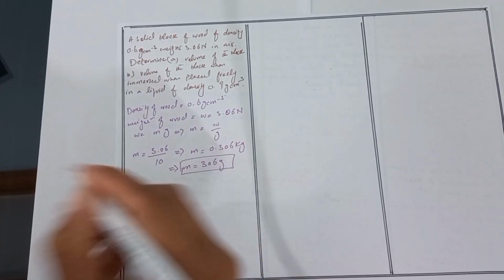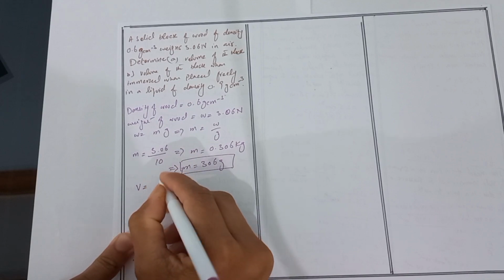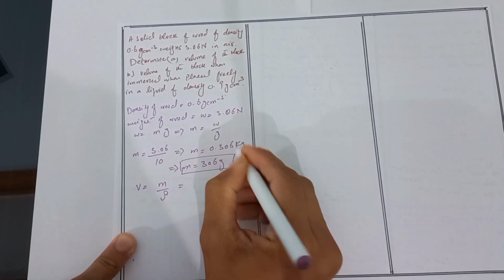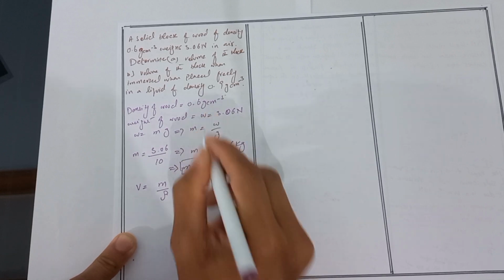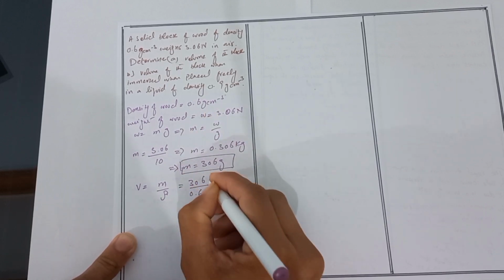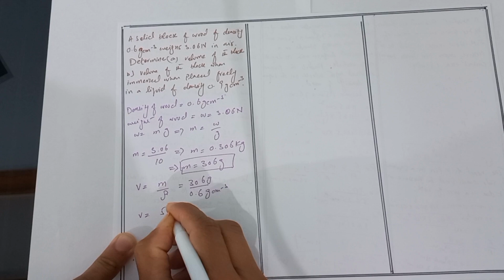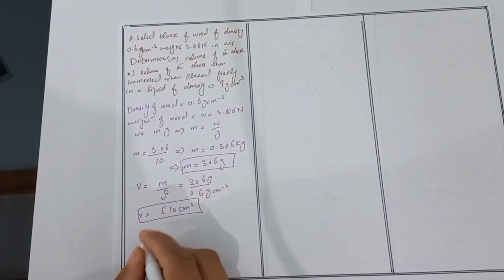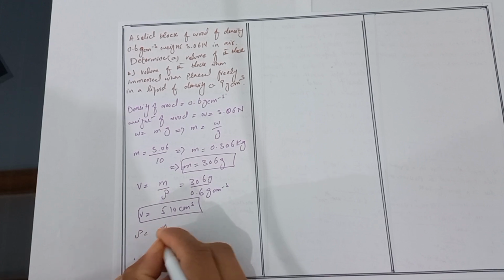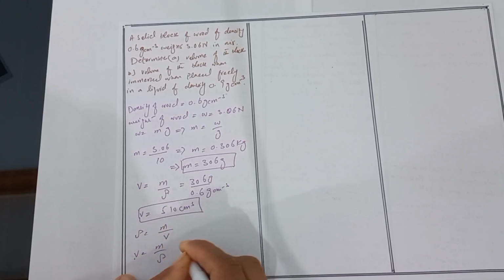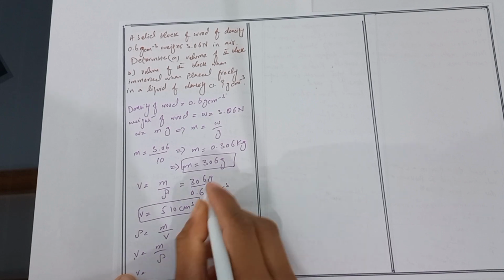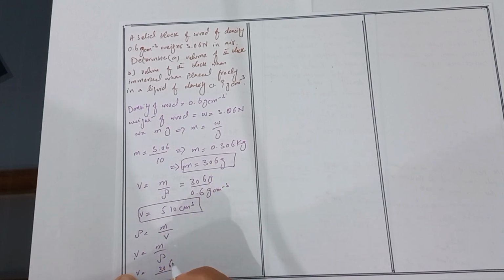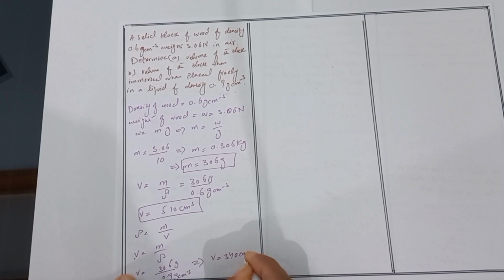Now calculate the volume of the block when it is in air. It is equal to mass over density. Mass is given 306 and density is 0.6 gram per centimeter cube. So its volume becomes equal to 510 centimeter cube. Now calculate the volume of the block when immersed in liquid. We know the formula of the density, that is mass over volume, so volume becomes mass over density. Mass is given 306 and density is given 0.9 gram per centimeter cube. This is also in gram, so it is equal to 340 centimeter cube.